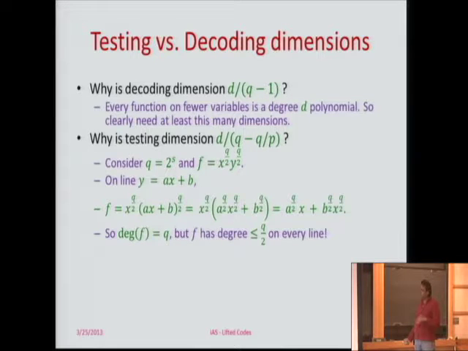What happens? Consider a line y equals ax plus b, let us say this is just a function of two variables, x and y are the only two variables. On the line y equal to ax plus b, what does this function look like? It looks like x to the q over 2 times (ax plus b) to the q over 2. Okay, so that is fine.